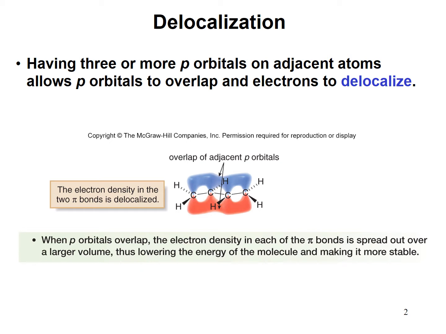Take, for example, a 1,3 butadiene. The electron density is stabilized over the four carbons as compared to two isolated double bonds. This allows the system to be more stable and lower in energy than we would typically see.